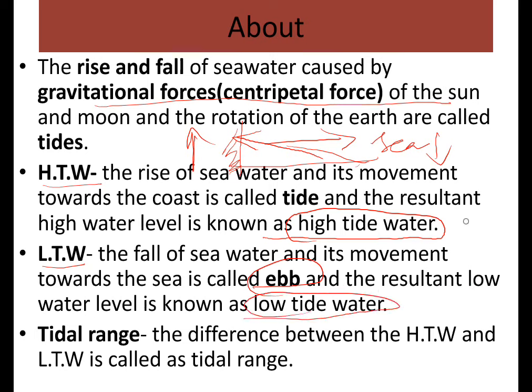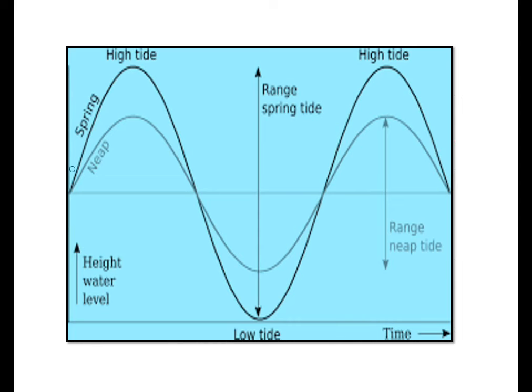The difference between high tide water and low tide water is called the tidal range. In this we can see that this is the spring tide, this is the high tide level, and this is the low tide level. The difference between these two is known as the range of spring tide.